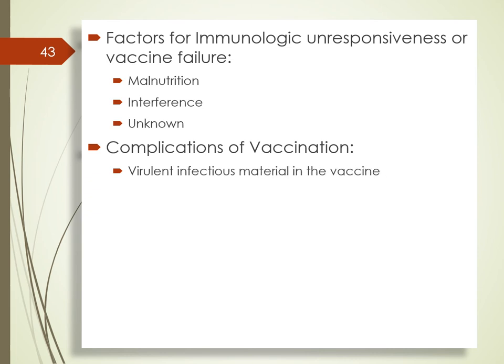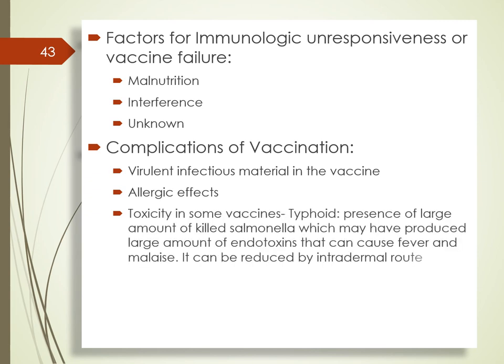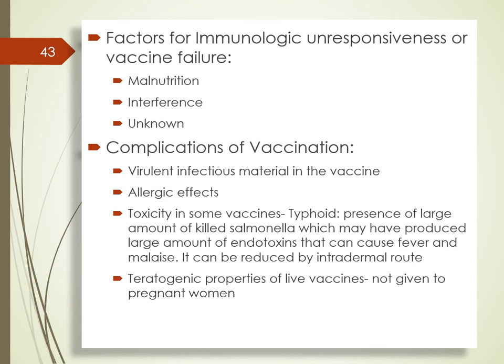So complications of vaccination would include virulent infections; the vaccines can also spread disease. There are allergic effects, because some vaccines are grown in eggs, chicken egg or duck egg, and the adjuvants can cause allergic reactions. There is toxicity in some vaccines, like the typhoid vaccines, where there is sometimes a large amount of Salmonella, which may have produced a large amount of endotoxins. Salmonella is gram negative, can cause fever and malaise, which can be reduced by intradermal administration. Also, live vaccines have teratogenic properties, so they should not be given to pregnant women.